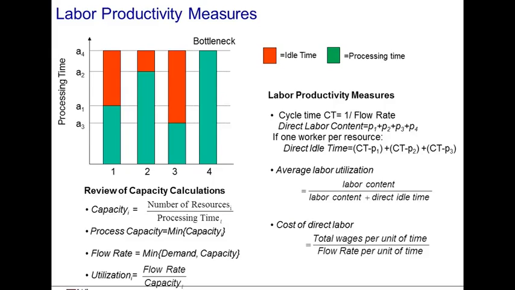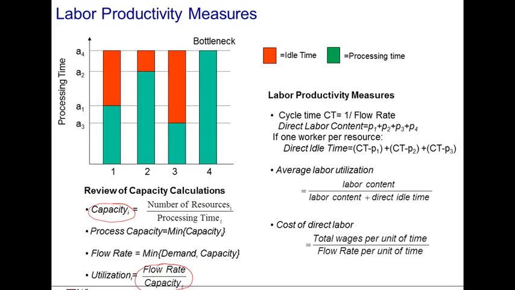Let me formalize the concept of line balancing. Before we do this though, let's review some basic definitions. We define the capacity of a resource as a ratio between M, the number of people or machines at this resource, divided by the processing time. We define the process capacity as the minimum of the capacities of the various resources in the process, and then the flow rate as the minimum between demand and capacity.